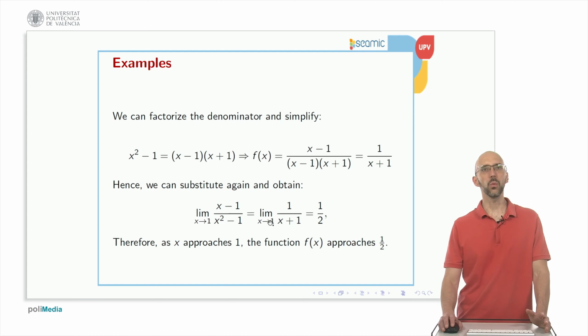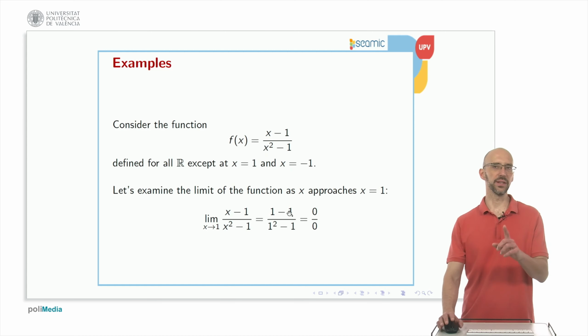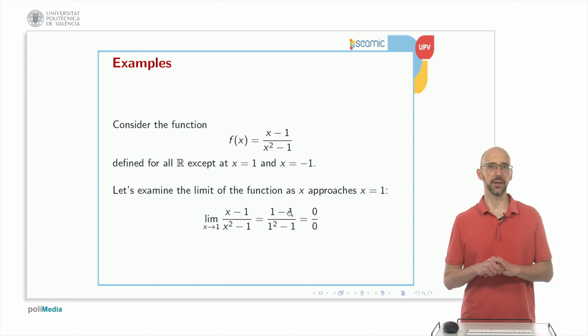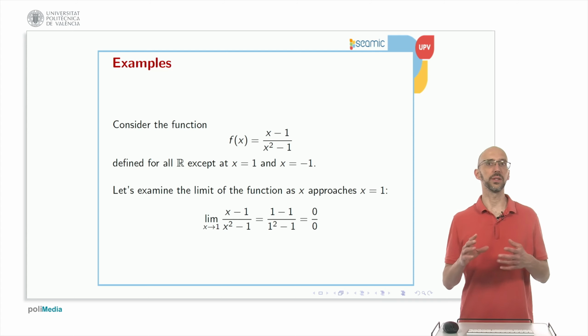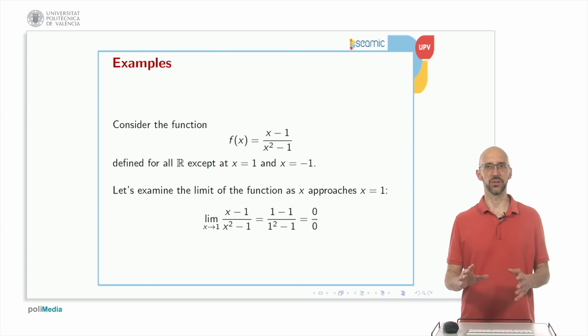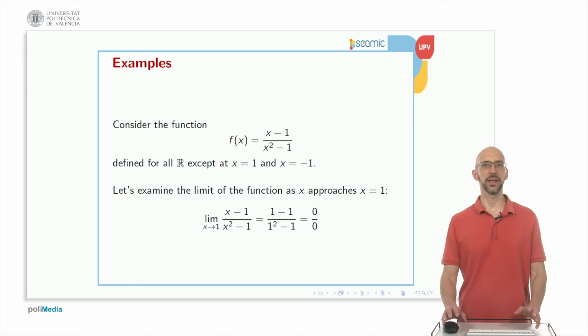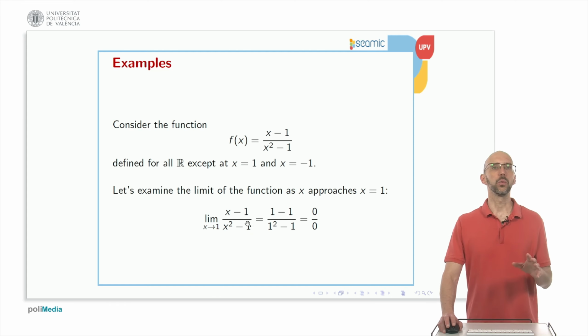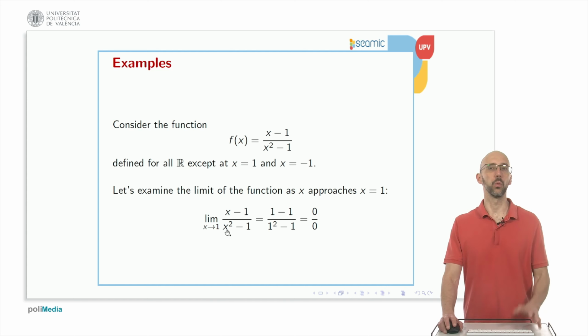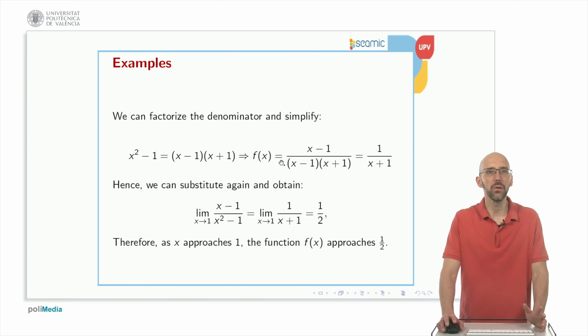By the way, there are some techniques we can apply here. 0 over 0 is a very specific indeterminate form, and one way to solve it is to simplify the function as much as we can. So we are not going to apply, for example, L'Hopital's rule right now. What we are going to do is to factor the polynomial in the denominator. So how do we do that?